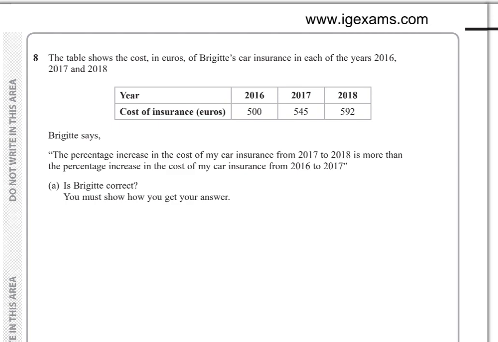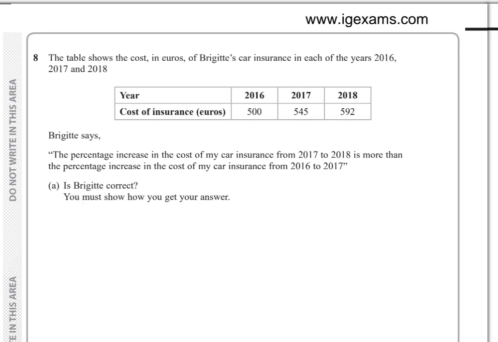Number 8. The table shows the cost in euros of Bridget's car insurance in each of the years 2016, 2017, 2018. Bridget says the percentage increase in the cost of my car insurance from 2017 to 2018 is more than the percentage increase in the cost of my car insurance from 2016 to 2017. Is Bridget correct? You must show your working.